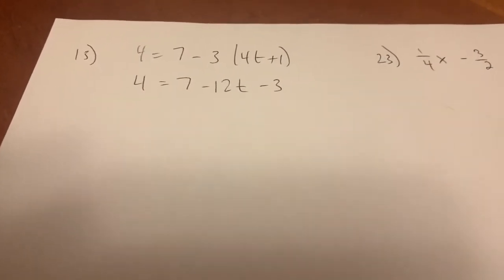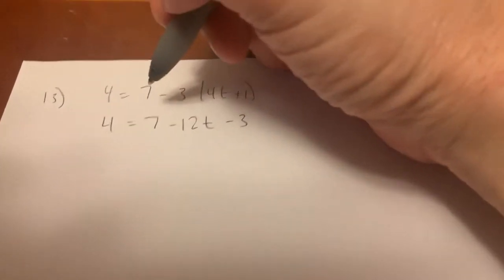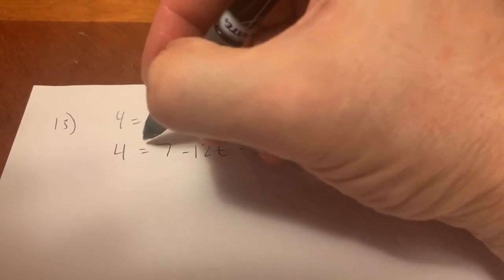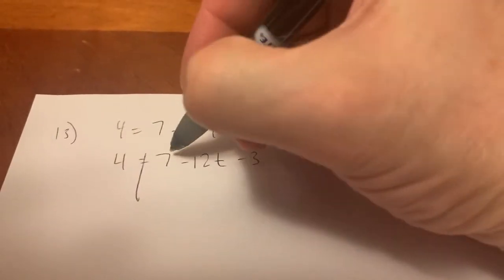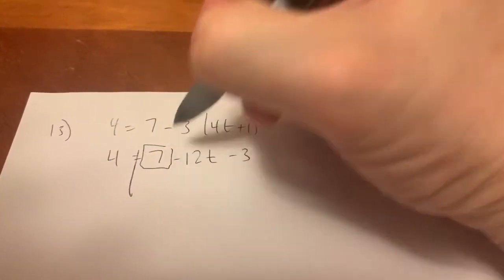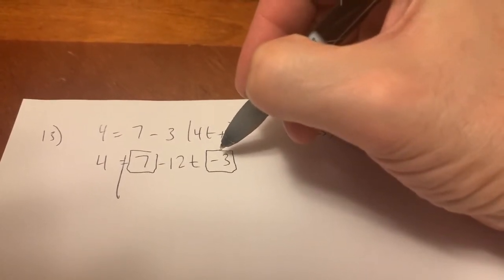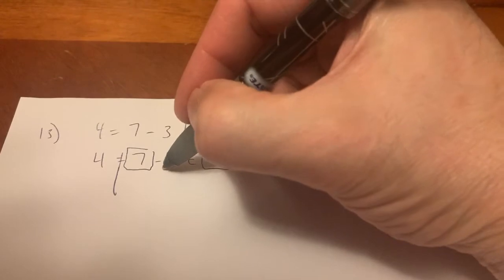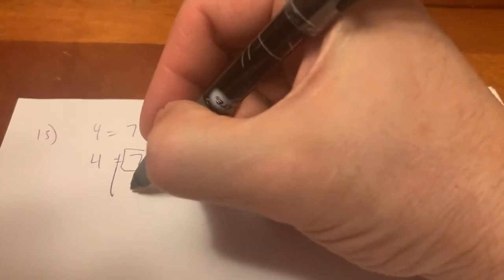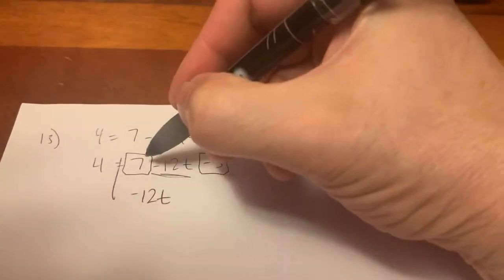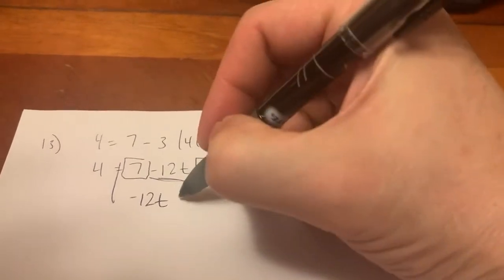Okay, so for these three problems on 13, this is where you got thrown off. Always think of it this way. So now you're combining like terms. You have a positive 7, and this is a negative 3, so it shouldn't combine to be 10. And then you have the minus 12t, which is its own term. So I'm going to bring down the negative 12t. You have a 7 and a minus 3, so that's a positive 4.